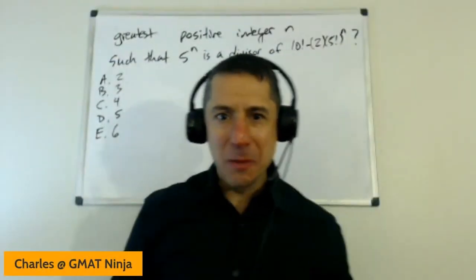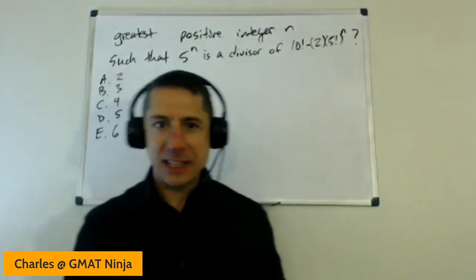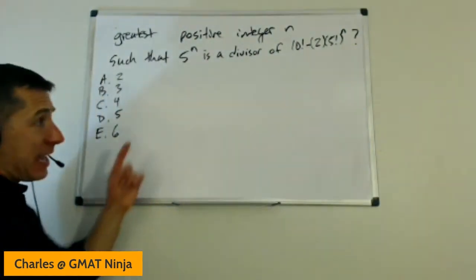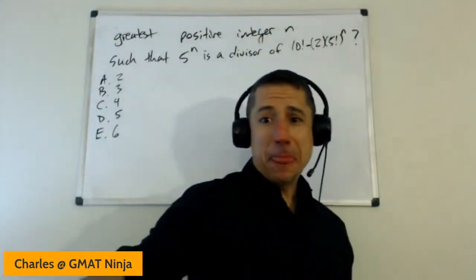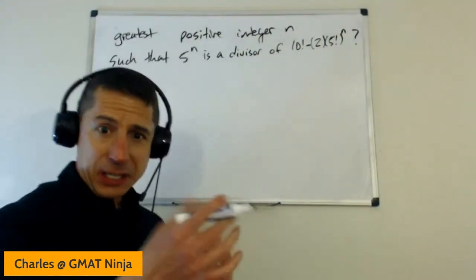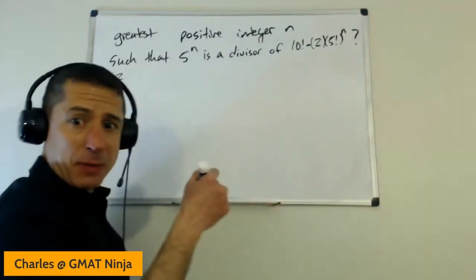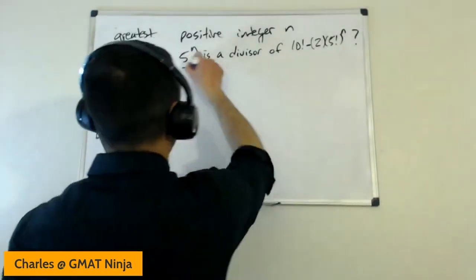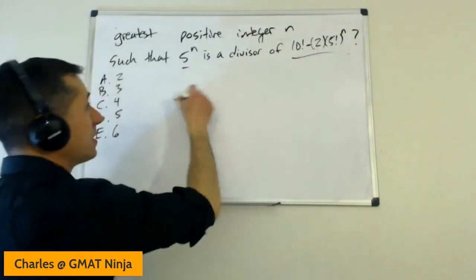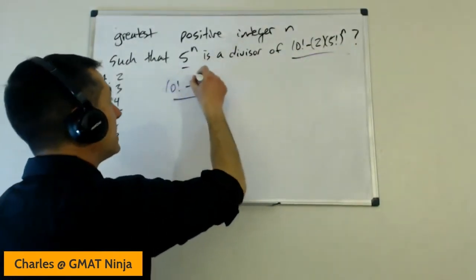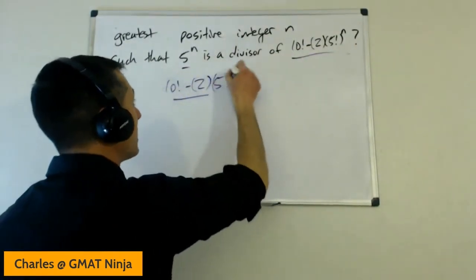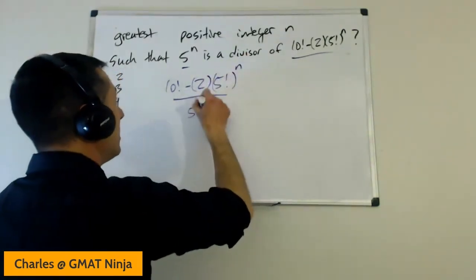Okay, getting almost universal agreement here that the answer is A. Let's see. So again, if I get the opportunity to translate, I'm going to take it and see if it gets me somewhere that I can do something nice and clean that I can prove. Makes me happy when I can do that. 5 to the n is a divisor of this thing. So 10 factorial minus 2 times 5 factorial raised to the n. 5 to the n is a smaller number.